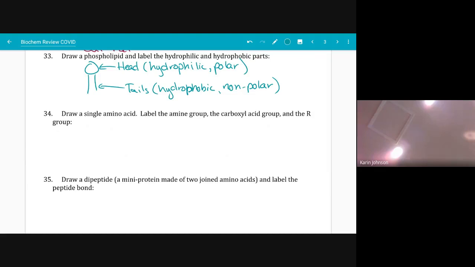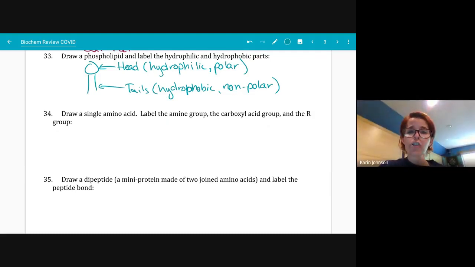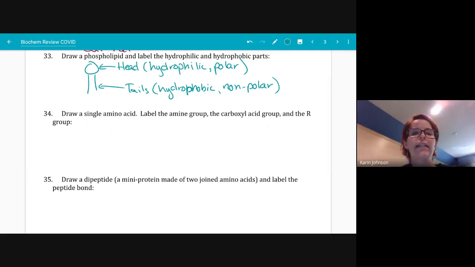All right, number 34 is crazy hard to draw. I would never expect you to draw this on your own. I would expect you to recognize it on the test. So I would give you a picture of it and you would recognize it. I would never ask you to do this on your own without having notes available and everything like that. So you can just kind of copy what I'm doing right now.